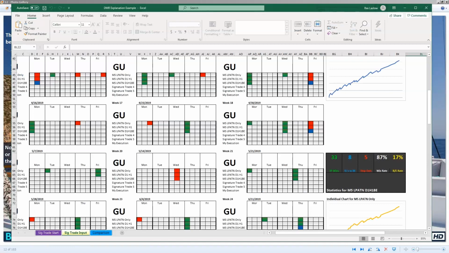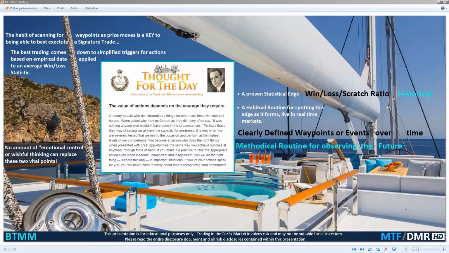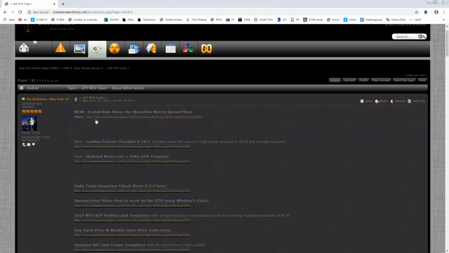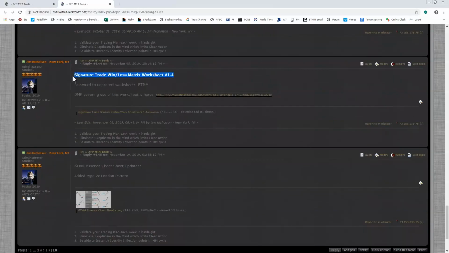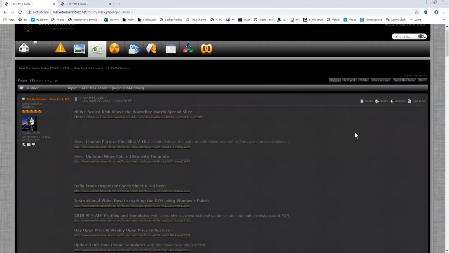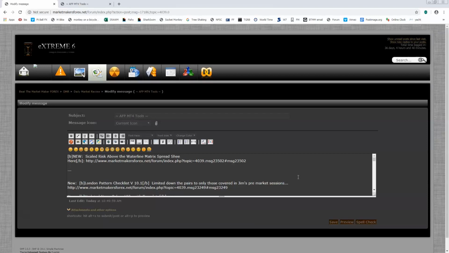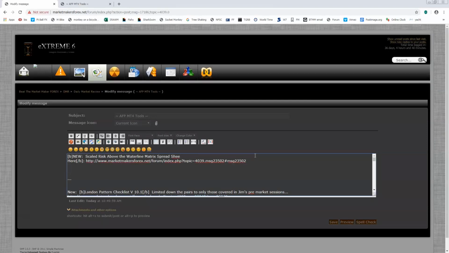All right, so let's make sure everybody knows where this baby is, because I want you to all start using this tool. It's going to be very important going forward. So we've got that one. We could just take the shortcut there. And so it's this one down here. It's a signature trade win-loss matrix worksheet 1.4, right? We're in the process, obviously, of upgrading this. We're doing another version of it. I think this one will stay the same because it basically is self-contained and absolutely rocks as it is. But I just want to make sure everybody has this other Excel sheet here.